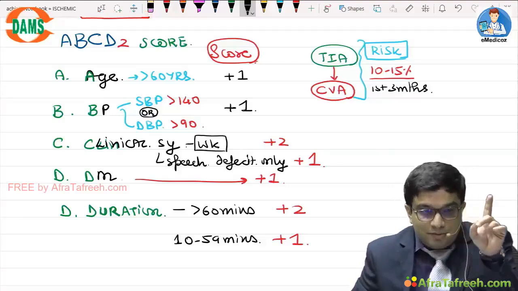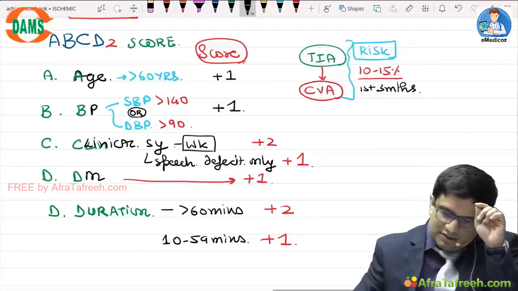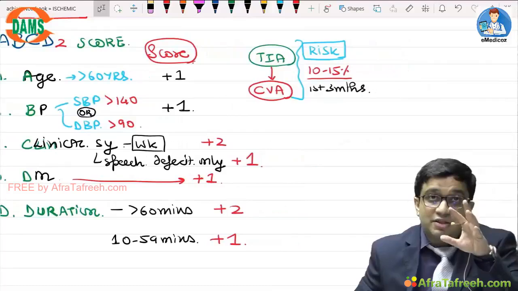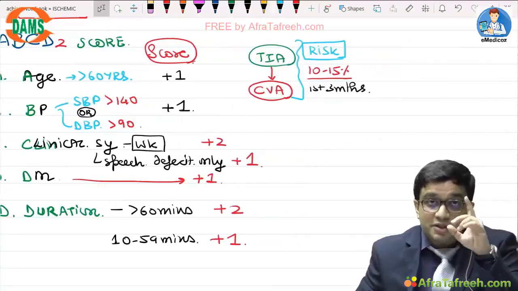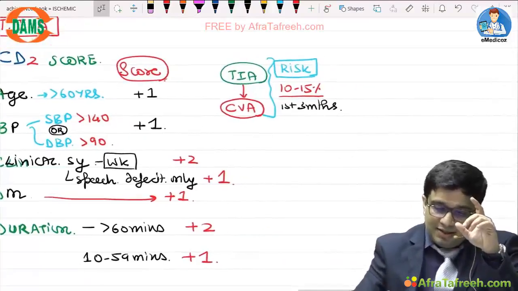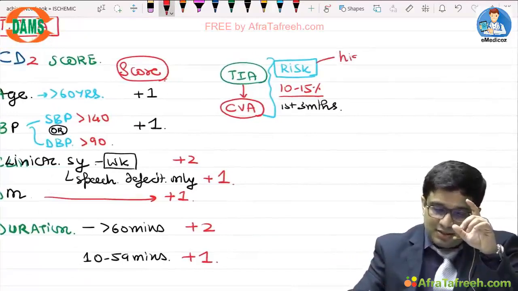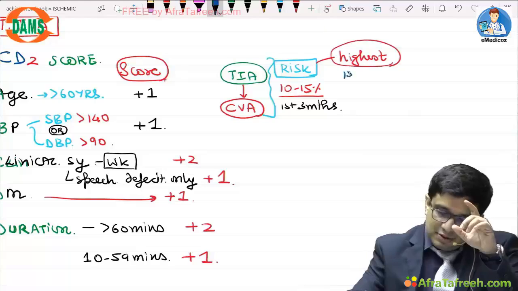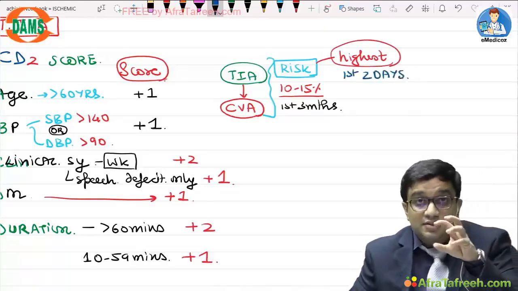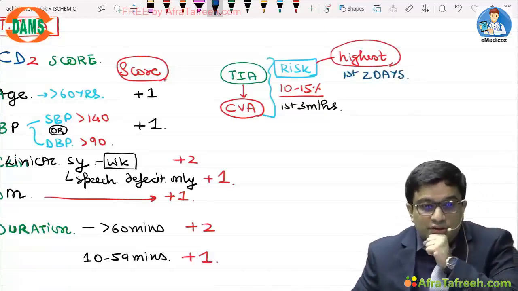Okay, and remember one more thing. The risk of TIA becoming stroke is 10 to 15% in the first 3 months of TIA, and of course the highest risk is somewhere in the first 2 days. So in the first 2 days, the highest risk is always there. Okay, the ABCD2 score.